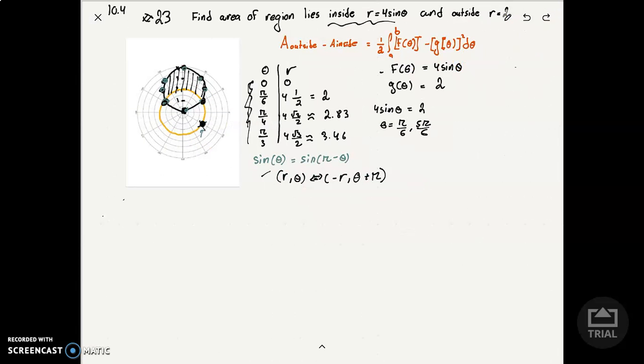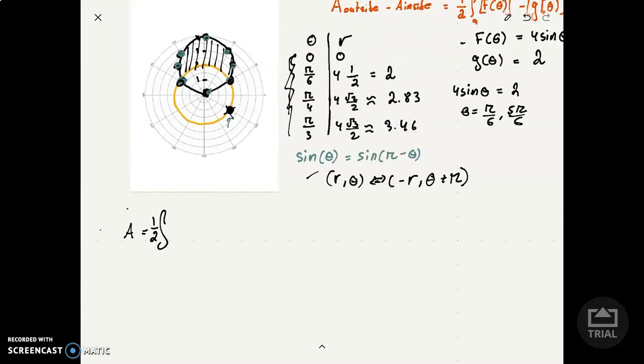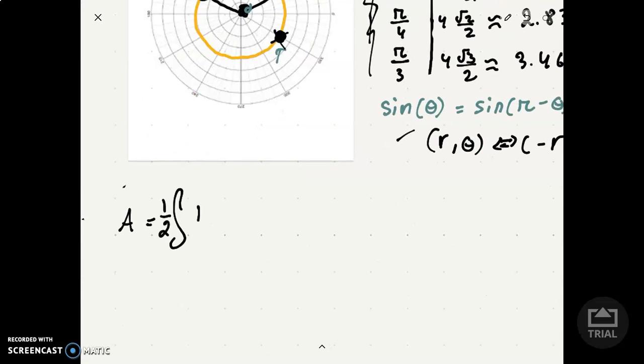Now, on to the actual problem. So there's a couple ways of finding the intersection. I like graphing. And even in graphing, there's a couple ways. Do you want to remember a and b for sine, or do you just want to do points? Now, from there, okay, the actual area. So it's 1/2, and it's the outside function squared. So our function was 4 sine theta, so if you square it, you get this.